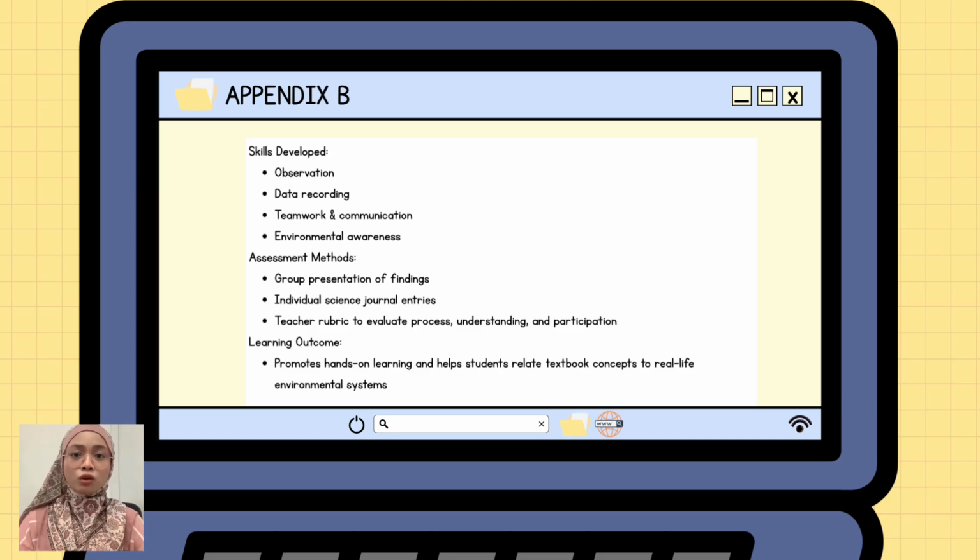This activity also builds important skills like observation, recording data, teamwork, and environmental awareness. For assessment, students present their findings as a group, keep individual journals, and are evaluated using a rubric. This method encourages both collaboration and self-reflection while also connecting textbook theory to a real environment.